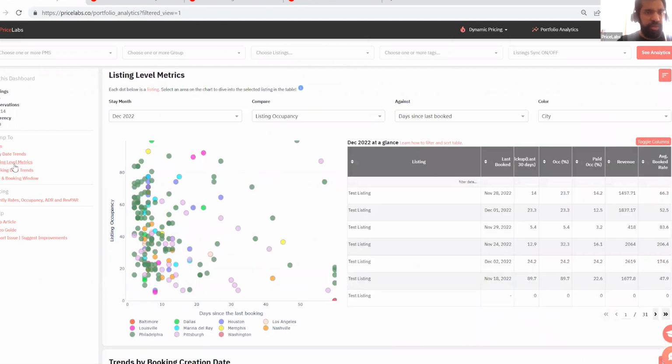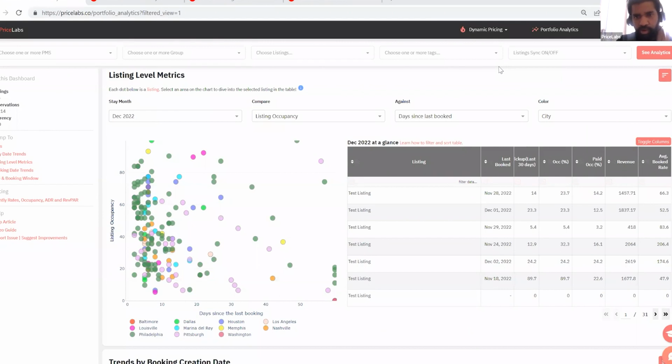The 5th use case that we covered is: if I have a portfolio of listings, how can I quickly make sense of what's happening and which listings to attack? Cool. With that, let me hop into questions.